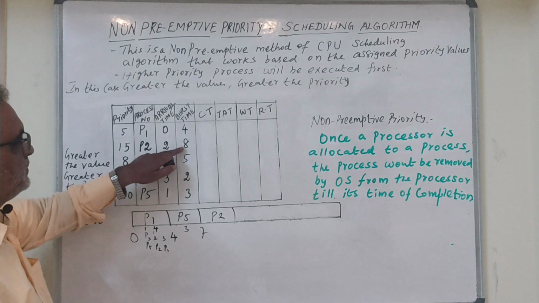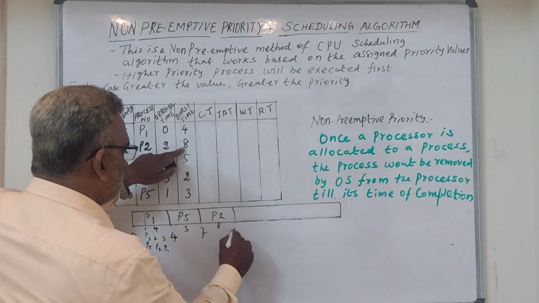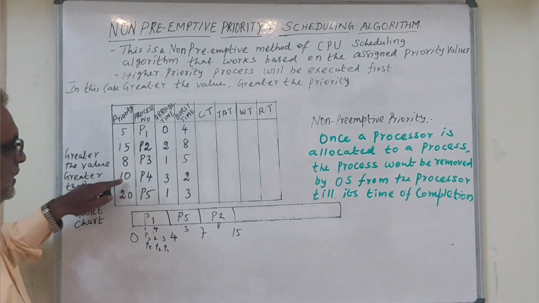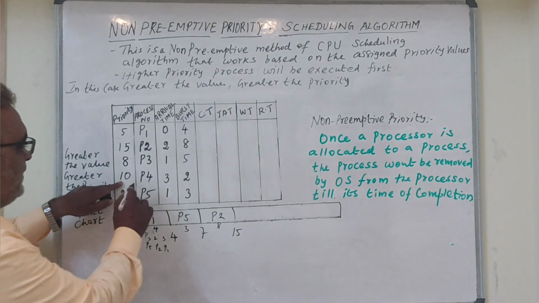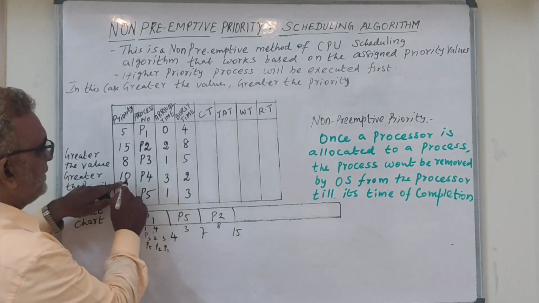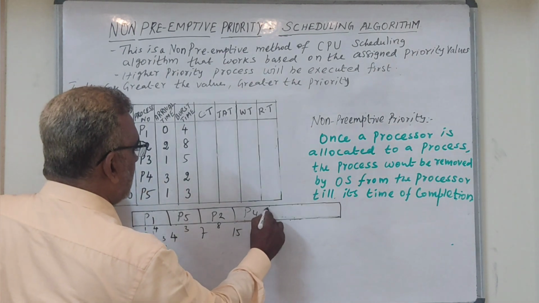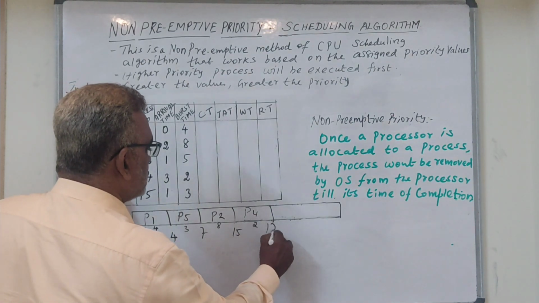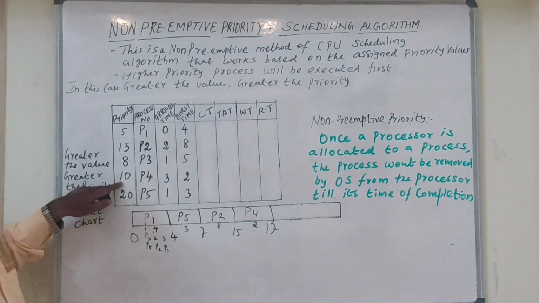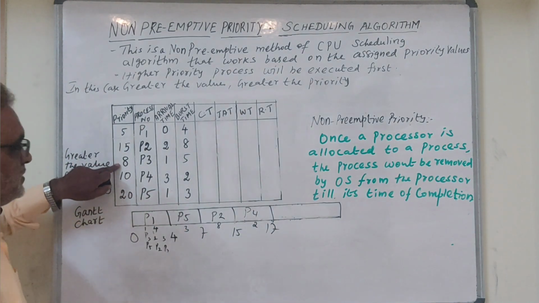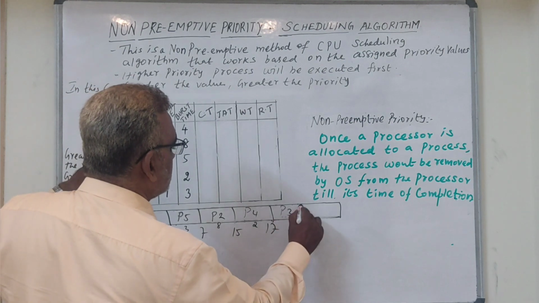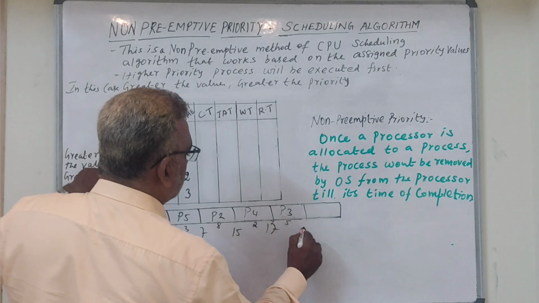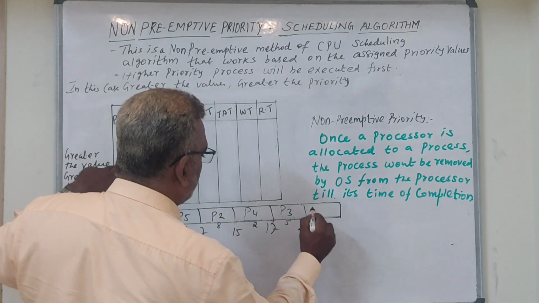The next priority goes to P2, which has the value 15, and its burst time is 8 milliseconds. So by 15, P2 is also over. The third highest priority value is P4, with the value 10, and its burst time is 2 milliseconds. So at the 17th millisecond, P4 is also over. The final one is P3, which requires only 5 milliseconds. So 17 plus 5, that is 22.